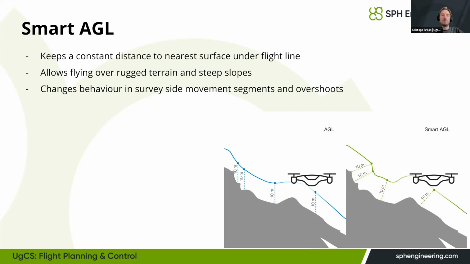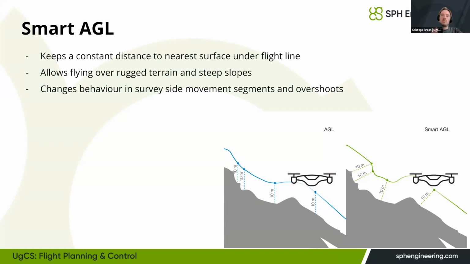With Smart AGL, what we implemented is the ability for the algorithm itself to keep a constant distance to even surfaces which are further ahead on the flight line. This means that even when the drone is flying up a steep hill, GCS will understand the distance to that hill, and it will keep a constant altitude. So even when you're flying up or down vertical slopes, GCS will maintain a constant distance to those slopes.